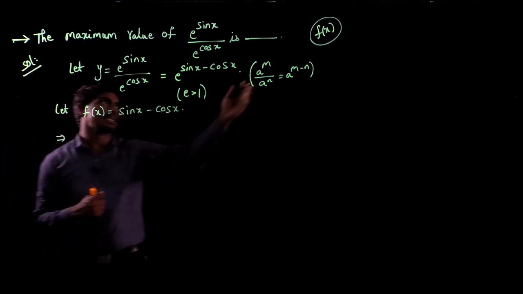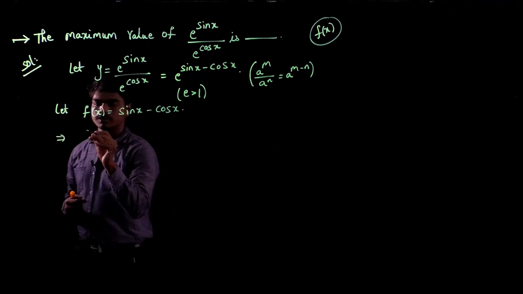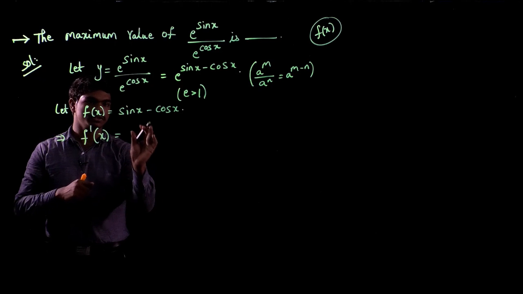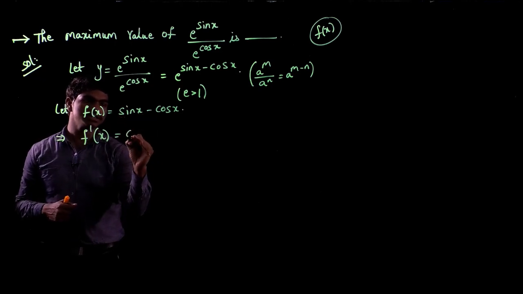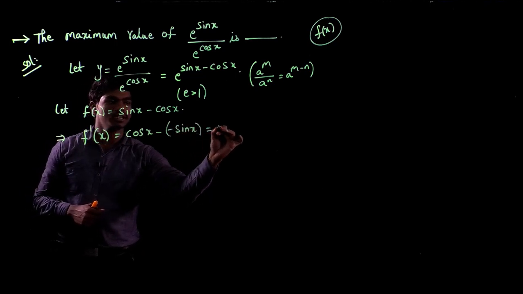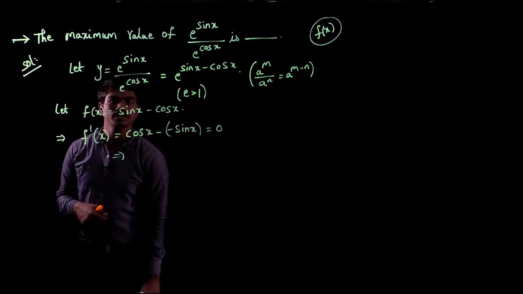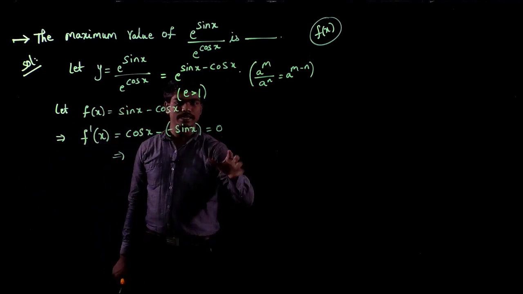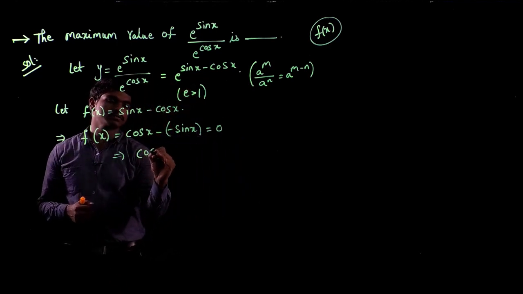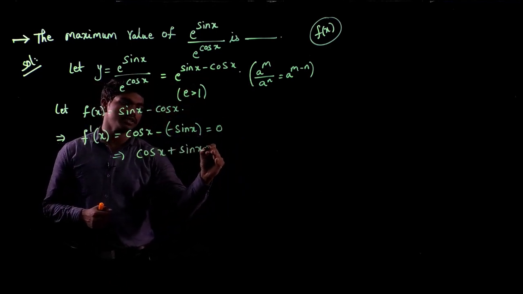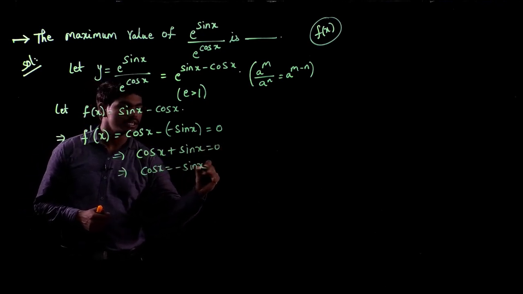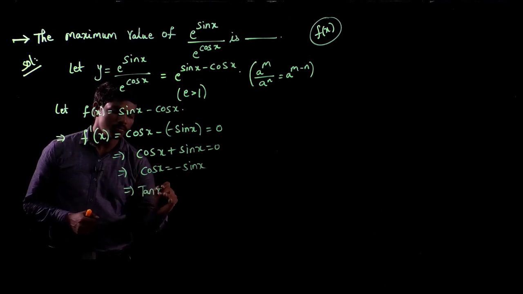So let us apply our standard analysis for this function f of x. For finding the maximum, what we do is differentiate this function and equate it to 0. So if you differentiate this, differentiation of sin x is cos x, minus differentiation of cos x is minus sin x, which is equal to 0, correct? Because as per Euler's theorem, what do we say? If you have an extreme at any point, definitely at that point the derivative should be equal to 0. So cos x plus sin x is equal to 0, which implies cos x is equal to minus sin x, and which implies tan x is equal to minus 1.